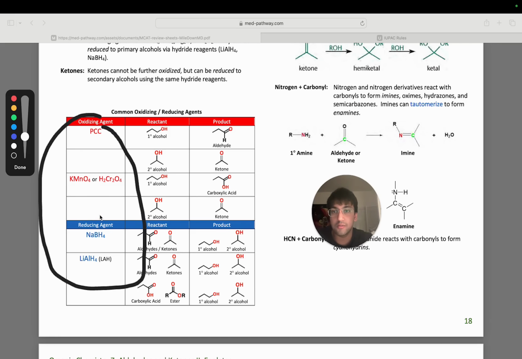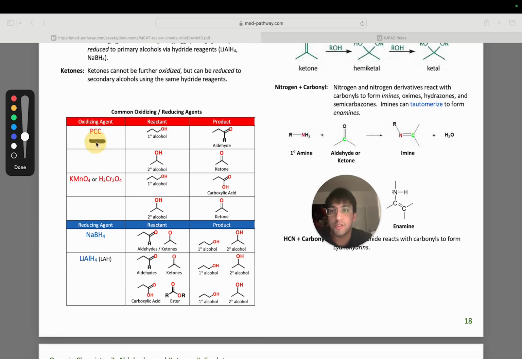There's honestly not a lot to memorize, and these should all make sense. So PCC is a weak oxidizing agent, so if you have a primary alcohol, you can convert it to an aldehyde. If you have a secondary alcohol, then you can convert it to a ketone. These are stronger oxidizing agents, so if you have a primary alcohol, you'll end up with a carboxylic acid. If you have a secondary alcohol, you'll get a ketone. I've mentioned all of this, so this should all make sense to you.